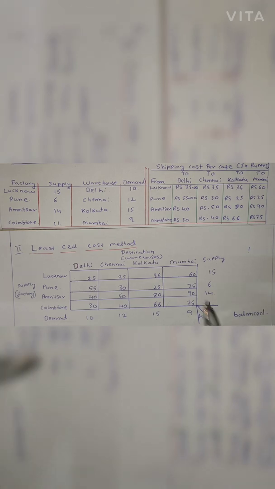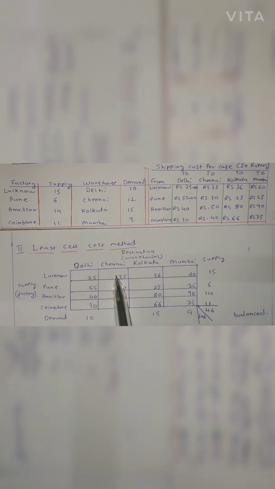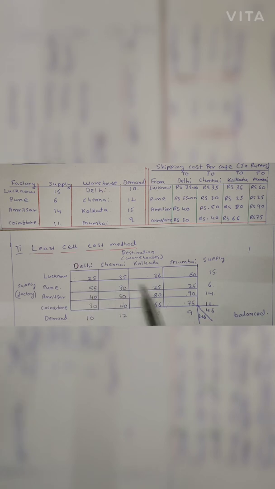Now let us see how this problem is solved in the least cell cost method. What we'll do, as you know, these boxes are cells. We'll see which cell has the least number. There are different numbers over here: 90, 80, 66, 75, 36, 35, 55. We'll see which is the lowest one.